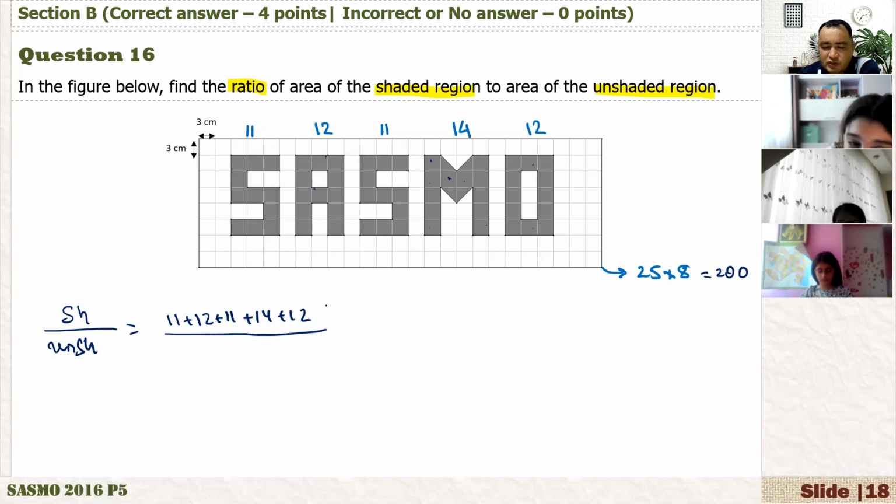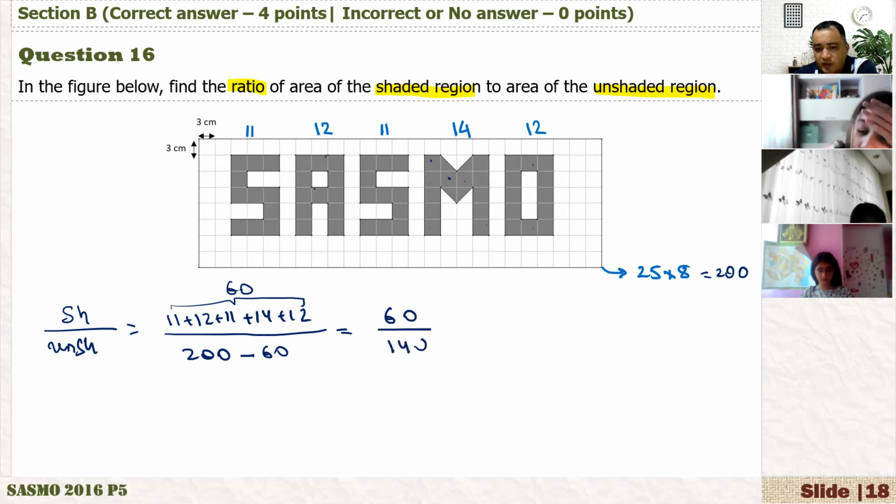And how about the unshaded region? Altogether, we have 200 squares minus, and let me just write here. If you just add this together, that's equal to 60. So 60 squares are shaded. If I subtract from all squares the gray shaded squares, the remaining ones are unshaded squares. So here we have 60 over 200 minus 60, 140. The zeros cancel each other. Divide 6 by 2, it is 3. Divide 14 by 2, it is 7. So the ratio is 3 to 7.